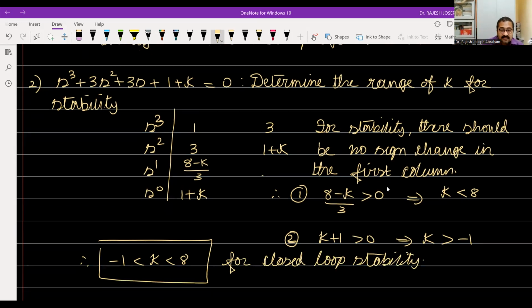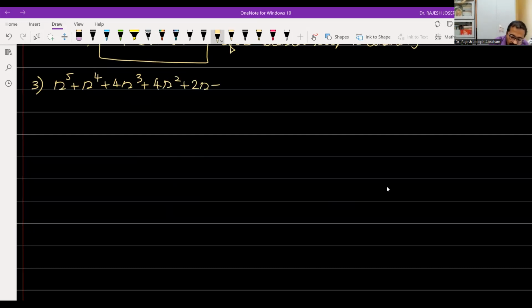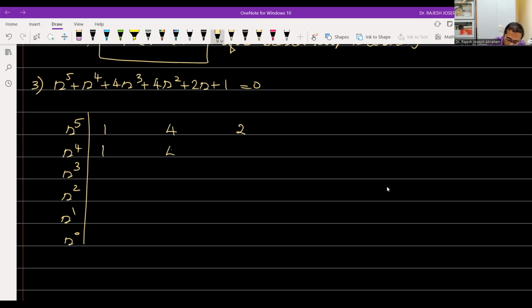Okay. Let us take another example. 3s^5 plus s^4 plus 4s^3 plus 4s^2 plus 2s plus 1 equal to 0. We have to check whether the system is stable or not. So we'll start off with our Routh table: s^5, s^4, s^3, s^2, s^1, s^0. What will be the first row? 1, 4, 2. What will be the remaining row? 1, 4, 1.